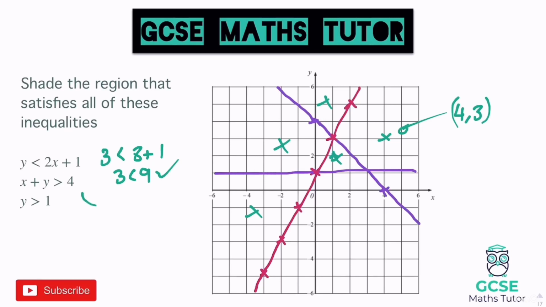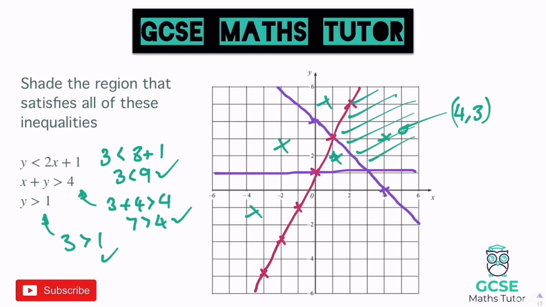Moving on to this x plus y is bigger than 4, so x is 4, so 4 plus 3 is bigger than 4. Well, that's absolutely correct. 7 is definitely bigger than 4, so it works in that one as well. And then on to the last one here, y is bigger than 1. The value of y is 3 there on that coordinate, so 3 is bigger than 1. Perfect, they all work. So it's got to be that region there. So we just have to shade this region in. It might say to label it R or something like that, but shade it in and there's your region done.